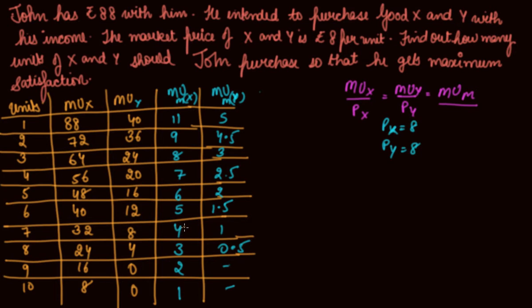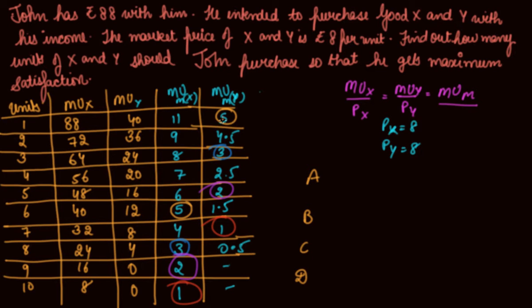See, 4 is not equal to 5, and 5 and 5 are equal. Then we have 3 and 3. Then we have 2 and 2. And then we've got the other point, that is 1 and 1. So we've got 4 combinations from this: A, B, C and D.